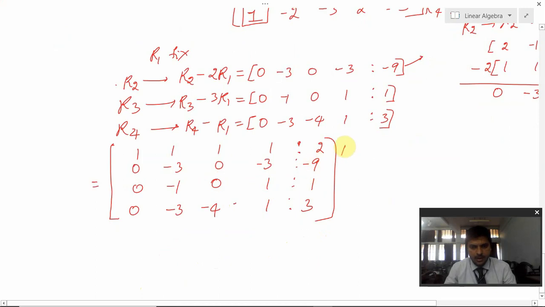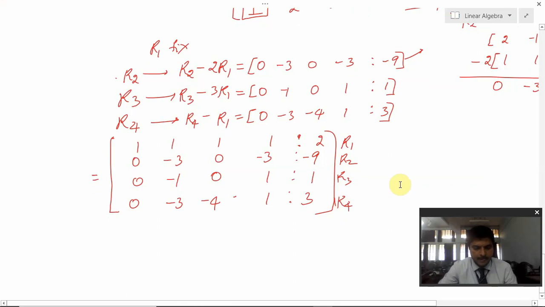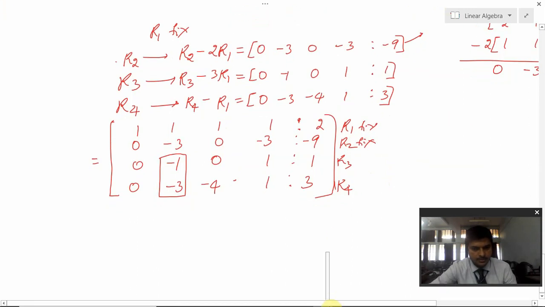So you can see here R1 remains as it is, R2 is changed, R3 is changed, R4. Now rows are changed. Remember this. Now what I have to make 0. This is my intention to make 0 in Gauss elimination. Next I will make this 0 and I will fix R1 no change, R2 no change, R3 and R4 will change.